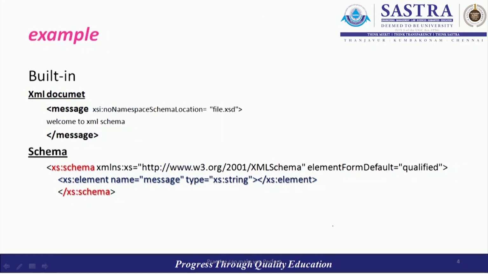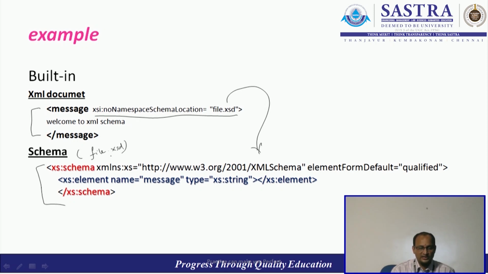Let us have it. In this example, message, this is about the XML document. In the XML document I have written "welcome to XML schema", and within this root tag I have given file.xsd. What is XSD? This is a file that has been included here. This is the XML schema. Actually, this is what we call file.xsd. The extension is .xsd, XML schema definition.